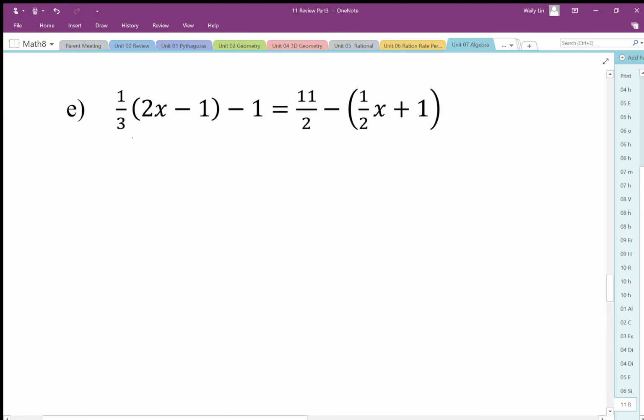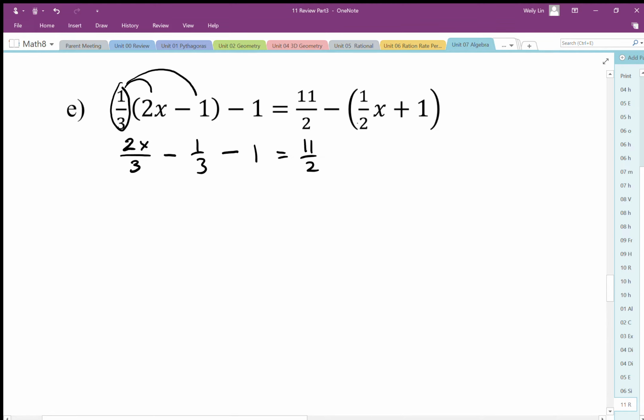So I multiply this out, I end up with 2x divided by 3 minus 1/3. So I've taken that 1/3 multiplier and I distributed it in here. Minus 1. I'm keeping track of all my terms. I can see everything vertically.